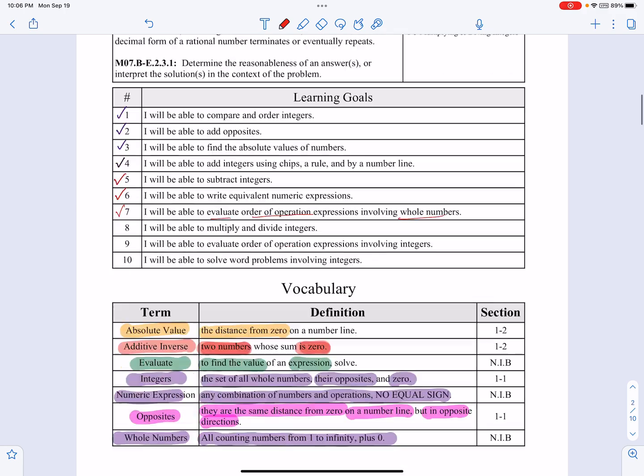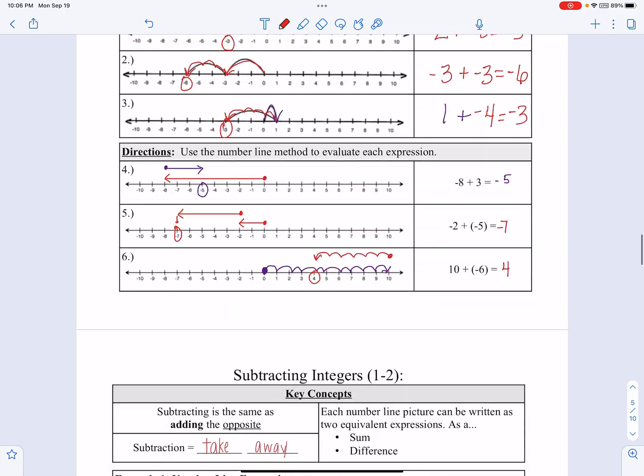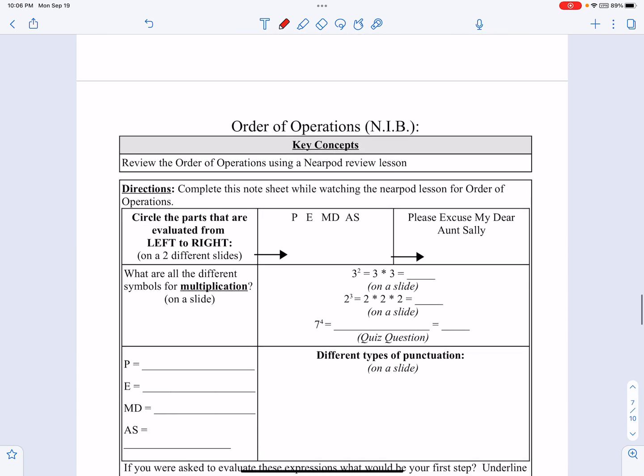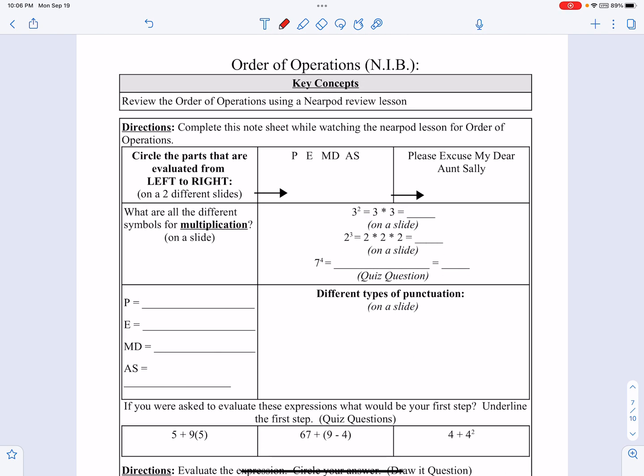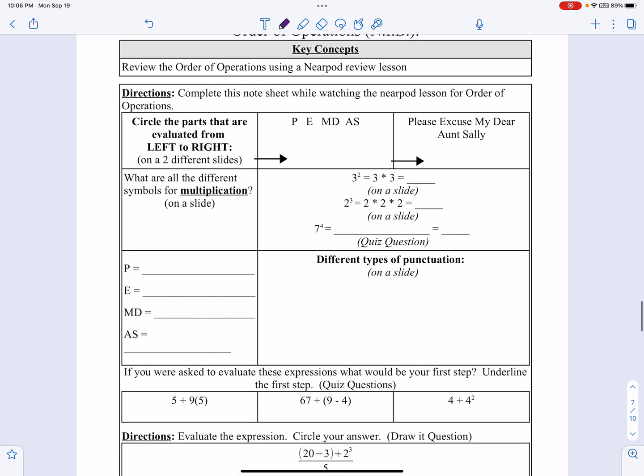And let's go ahead and scroll down to that review lesson itself. So here we go. This is a not in book topic today. Anything that says Nearpod, you can just ignore that for now. We're going to do a quick review of this and we'll dig deeper into it with integers later.